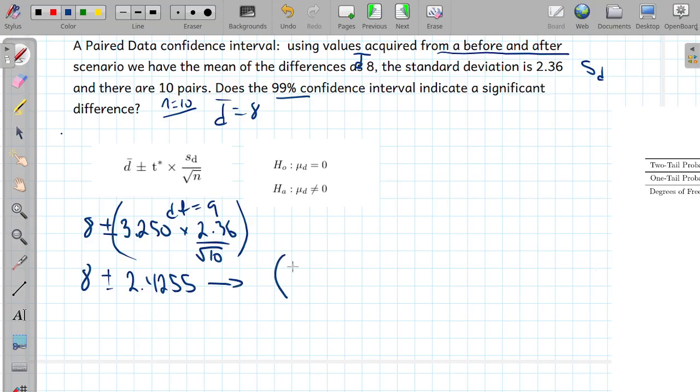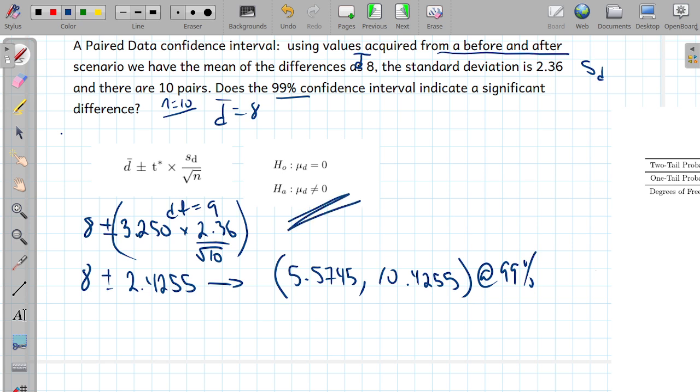So 8 minus that is going to give us a lower bound of 5.5745. And if I add that, I should get 10.4255 at 99% confidence. Now, what about this business here, this assessment?